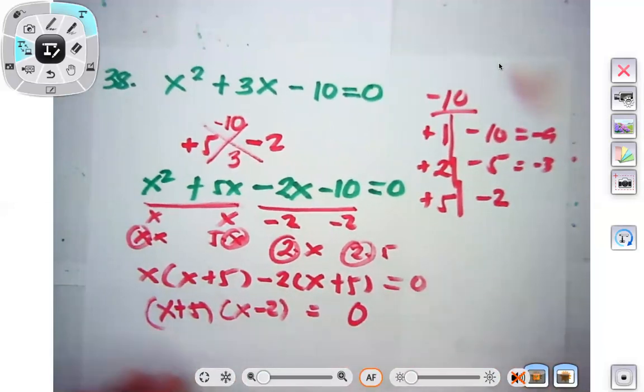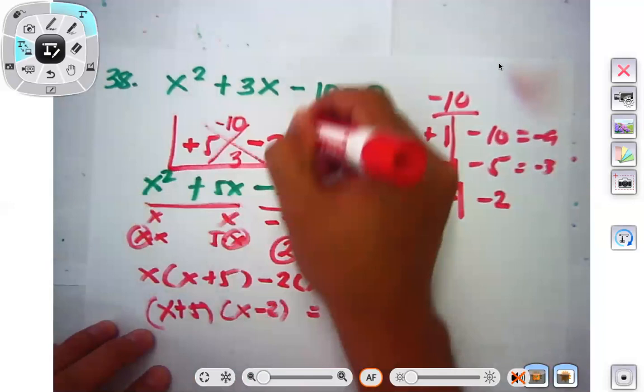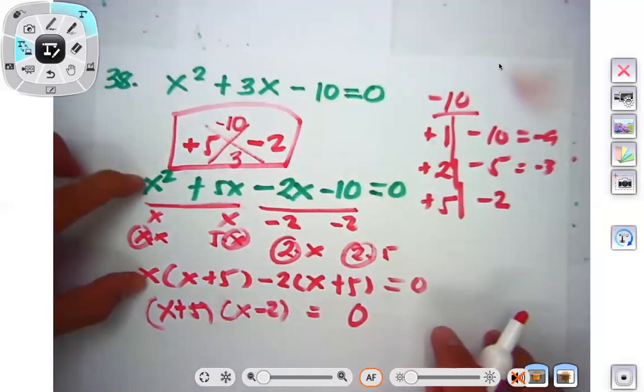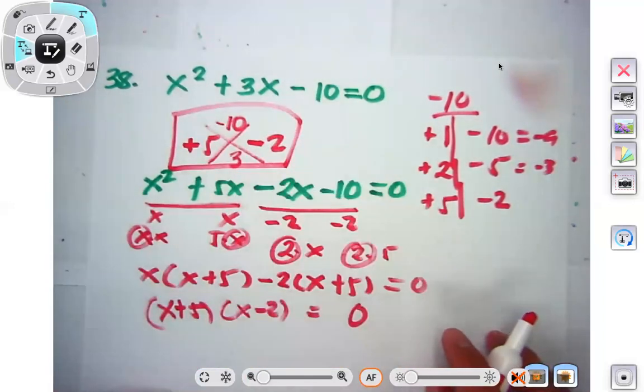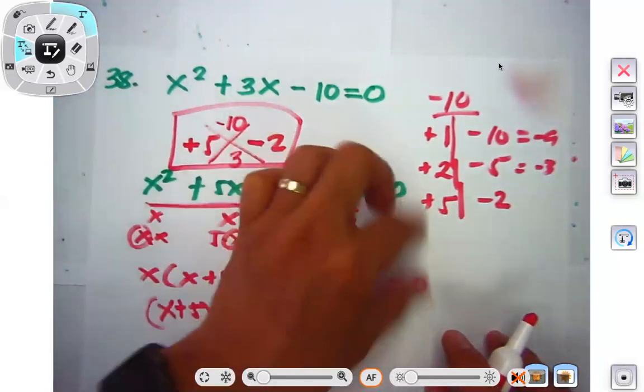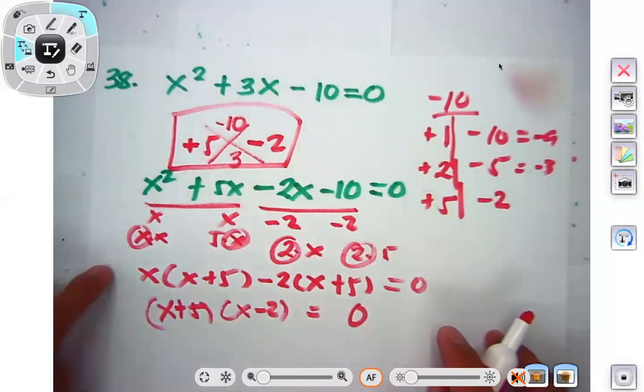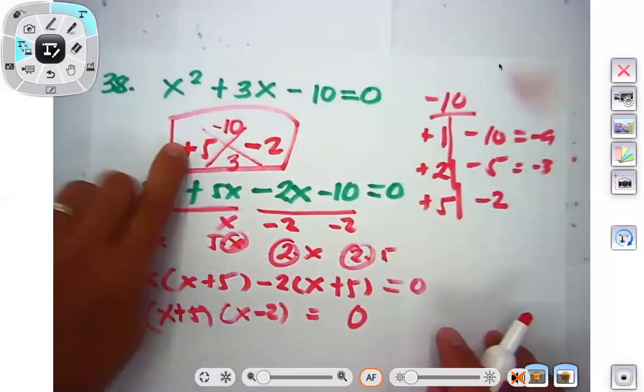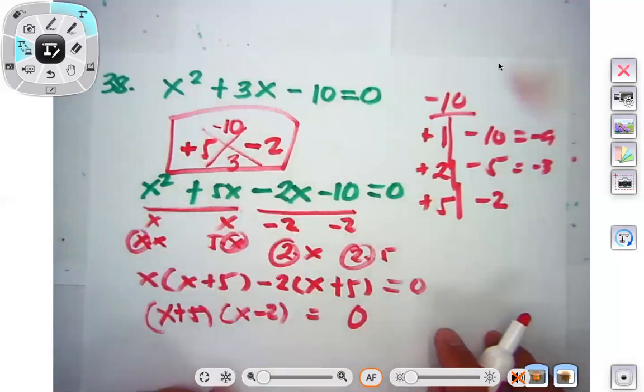Well, you can get the factors already using this, right? And you can skip this step. I'm just showing it for now, but in your solution, you can skip this. But it would be good to know this. Right? It would be good to know this. So we have x plus 5, x minus 2.